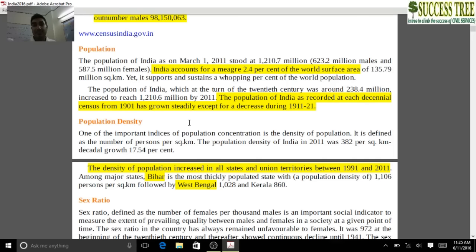So it can come up as assertion reasoning. They can give this statement, then they can give a logic or explanation: is this the correct explanation for the statement or not? So try to guess what could have been the reason for that. Come on, 1911-21 you are talking about.